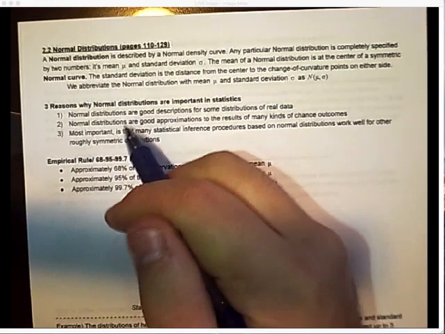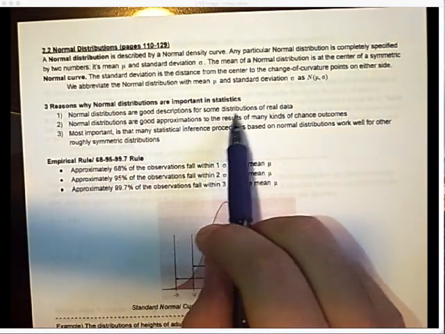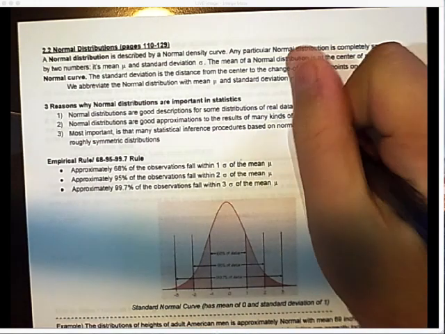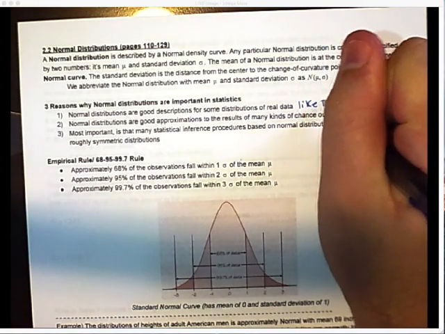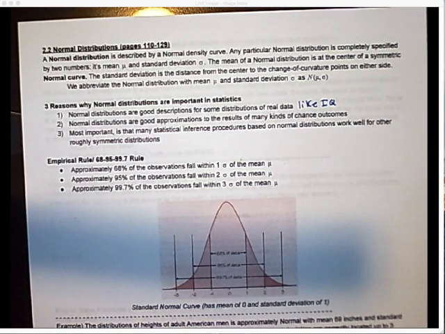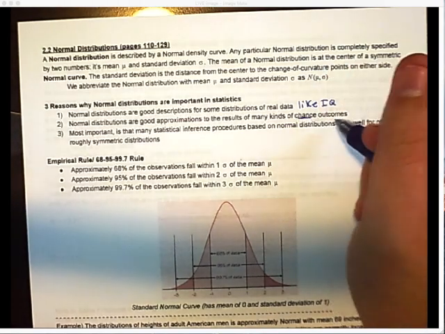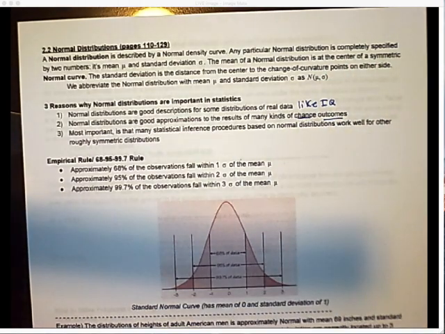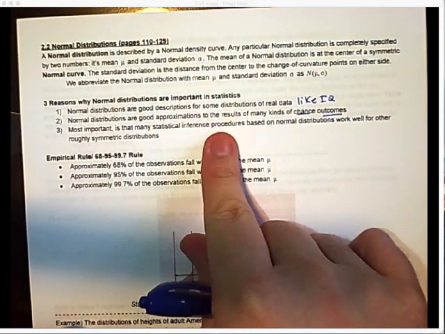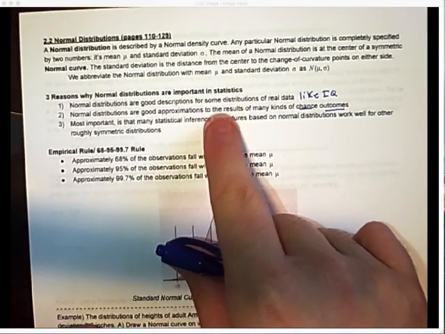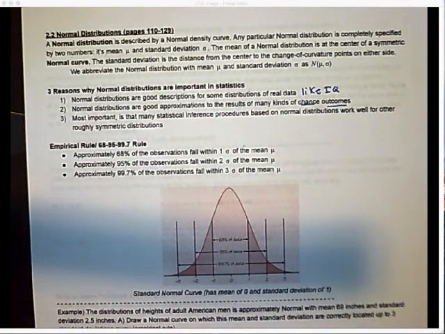Normal distributions are good descriptions for some distributions of real data, like IQ, or heights of people. Normal distributions are good approximations to the results of many kinds of chance outcomes. We'll talk about that more when we get to the inference section of statistics. We need normal curves to do inference procedures, and we'll talk about that later.